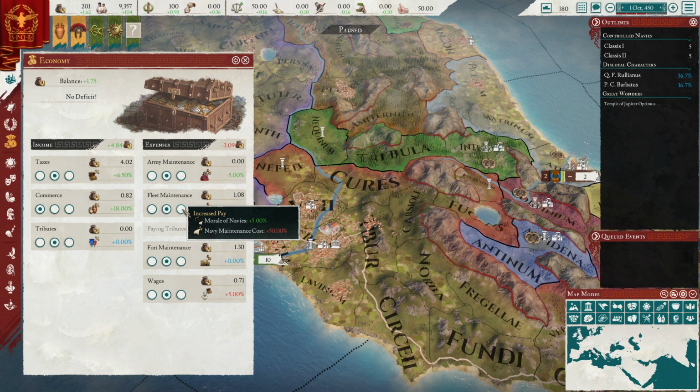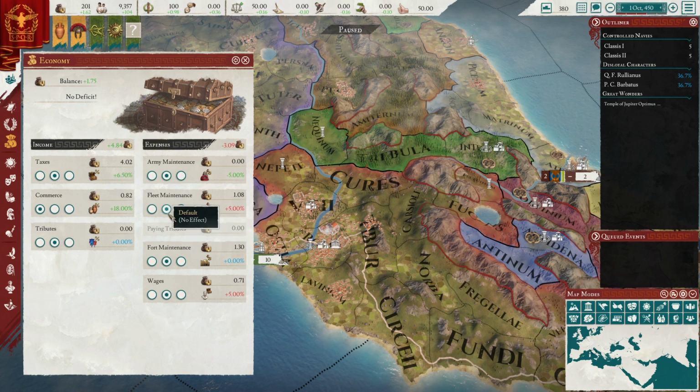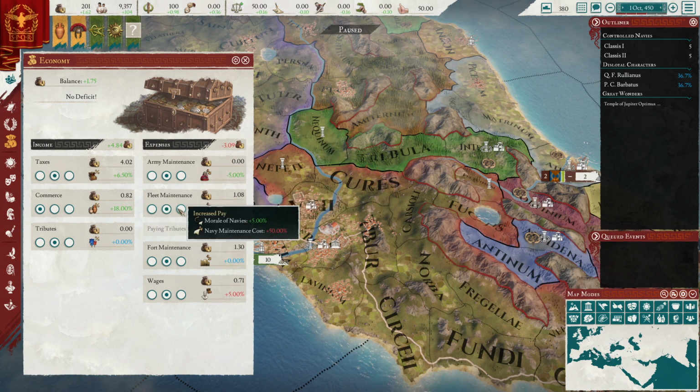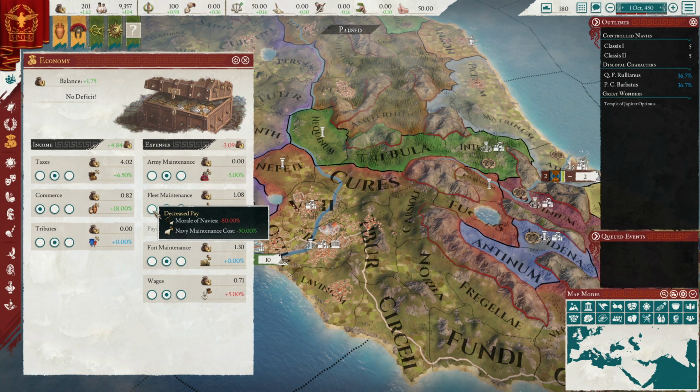That is hardly worth it, but if you for some reason desperately need this and have tons of money sitting around, sure, right? Usually you'll leave it on default. This is for your navies. Decrease pay is minus 50% maintenance, but instead of minus 5% morale, like you get plus 5% for increased pay, you're losing 80%. This is just like, I can't pay for my navy, I'm in peacetime, I don't expect them to do any fighting, and I just need money back to spend on other things. That's the only time you activate this.